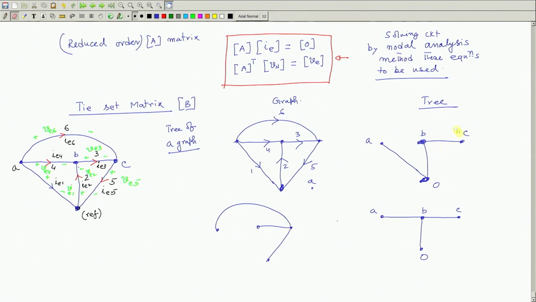So, I have chosen this to be the tree for ongoing discussions. Now, what should I do with this tree? And since it is a directed graph, also show its direction and the element names whatever you have given, try to maintain that. So, this is element 1, this is element 2, this is element 3.